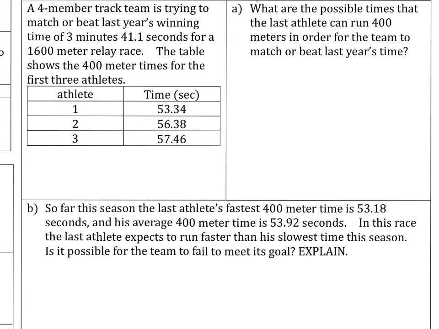A 4-member track team is trying to match or beat last year's winning time of 3 minutes and 41.1 seconds for a 1600-meter relay race. The table shows the 400-meter times for the first 3 athletes. Okay, part A. What are possible times that the last athlete can run 400 meters in order for the team to match or beat last year's time?